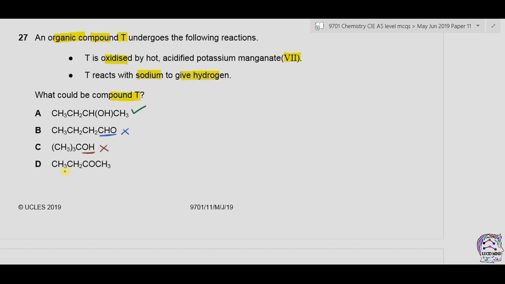Now moving towards the last one, we have a ketone functional group and there are 4 carbon atoms. Now a ketone cannot be further oxidized in a chemical reaction, and it also does not react with sodium metal to form any product. So D is also incorrect. The correct answer is therefore A.